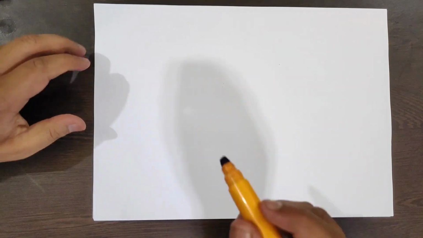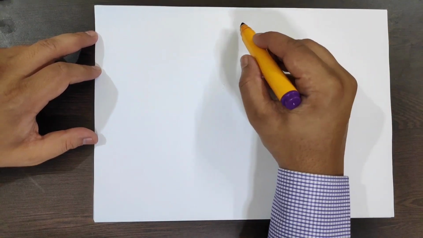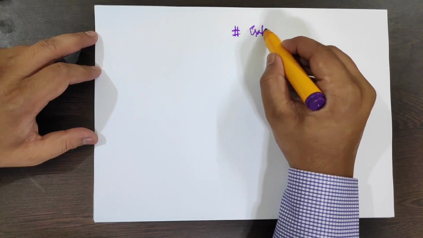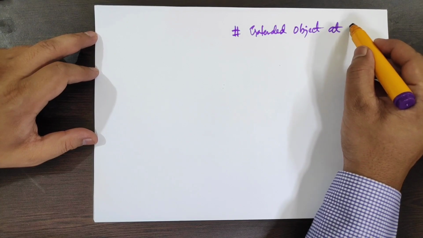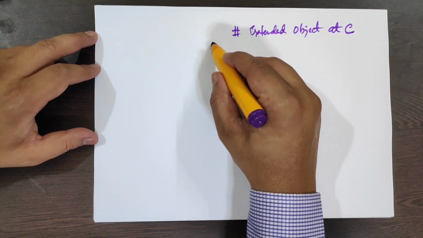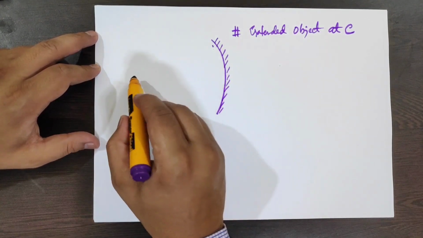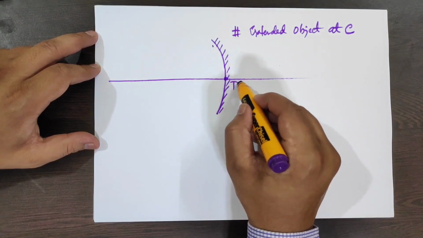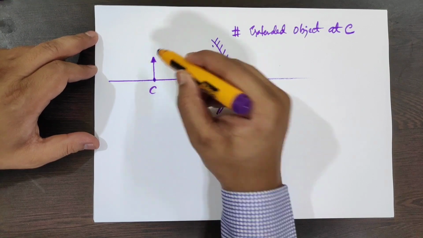Now there may be a special case where the extended object happens to be standing on the focus, or on the center of curvature. Extended object at C, center of curvature. So let's see what happens. Pole, focus, center of curvature, this is the object.